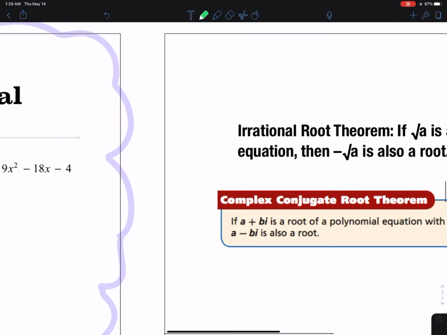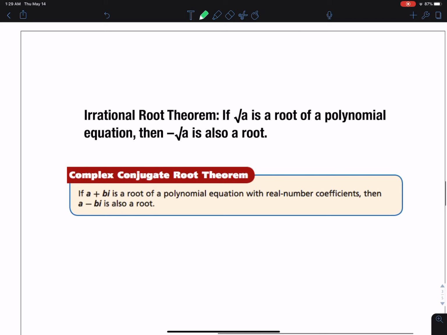Okay, and then the last thing, this kind of goes back to what we did at first, so it's not really a brand new skill at all. The irrational root theorem. So if the square root of a is a root of a polynomial, then the opposite square root of a is also a root. So we actually looked at this, but we didn't really know what this theorem is. But in one of the last examples, we got x equals 1 plus the square root of 5. And our second root was 1 minus the square root of 5. And that comes into play because anytime you take a square root, you need the plus or minus in front.